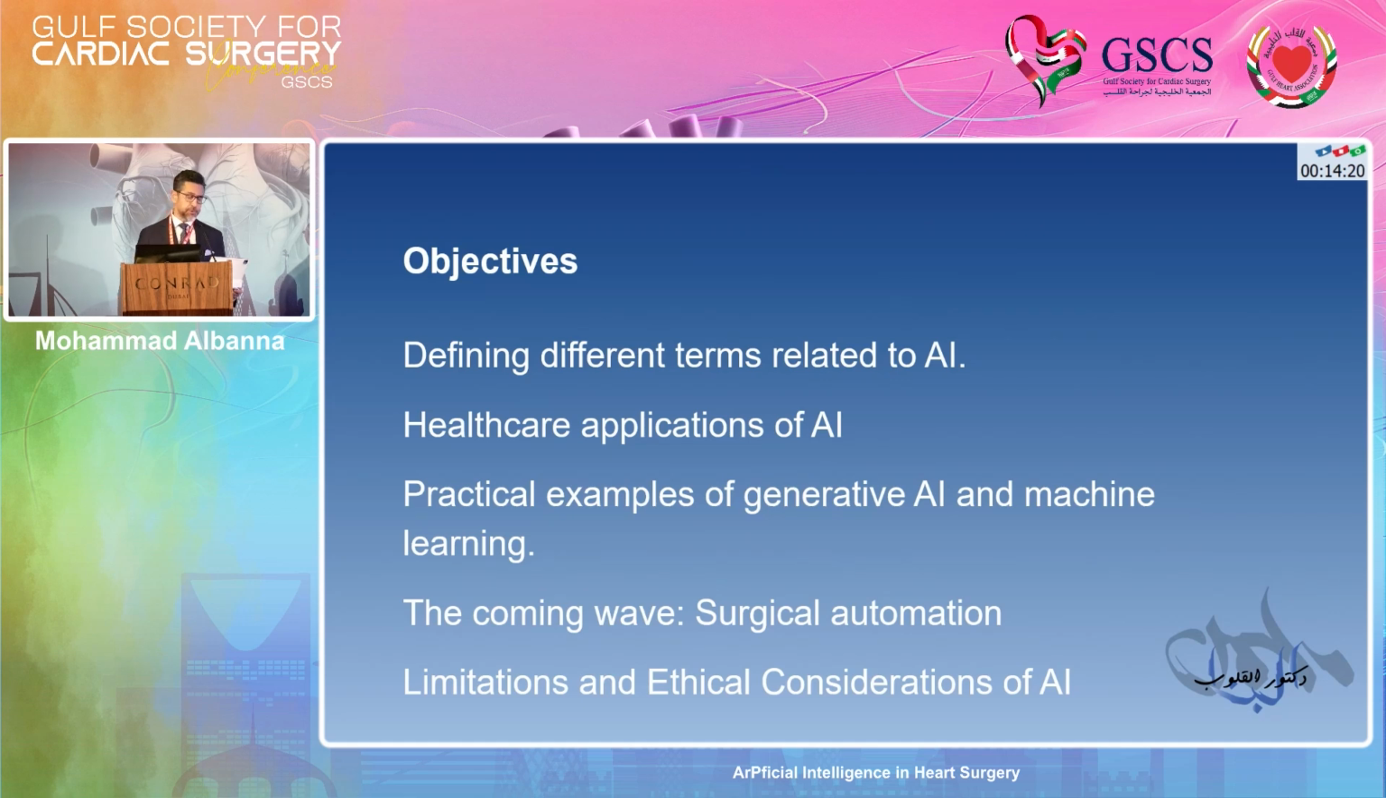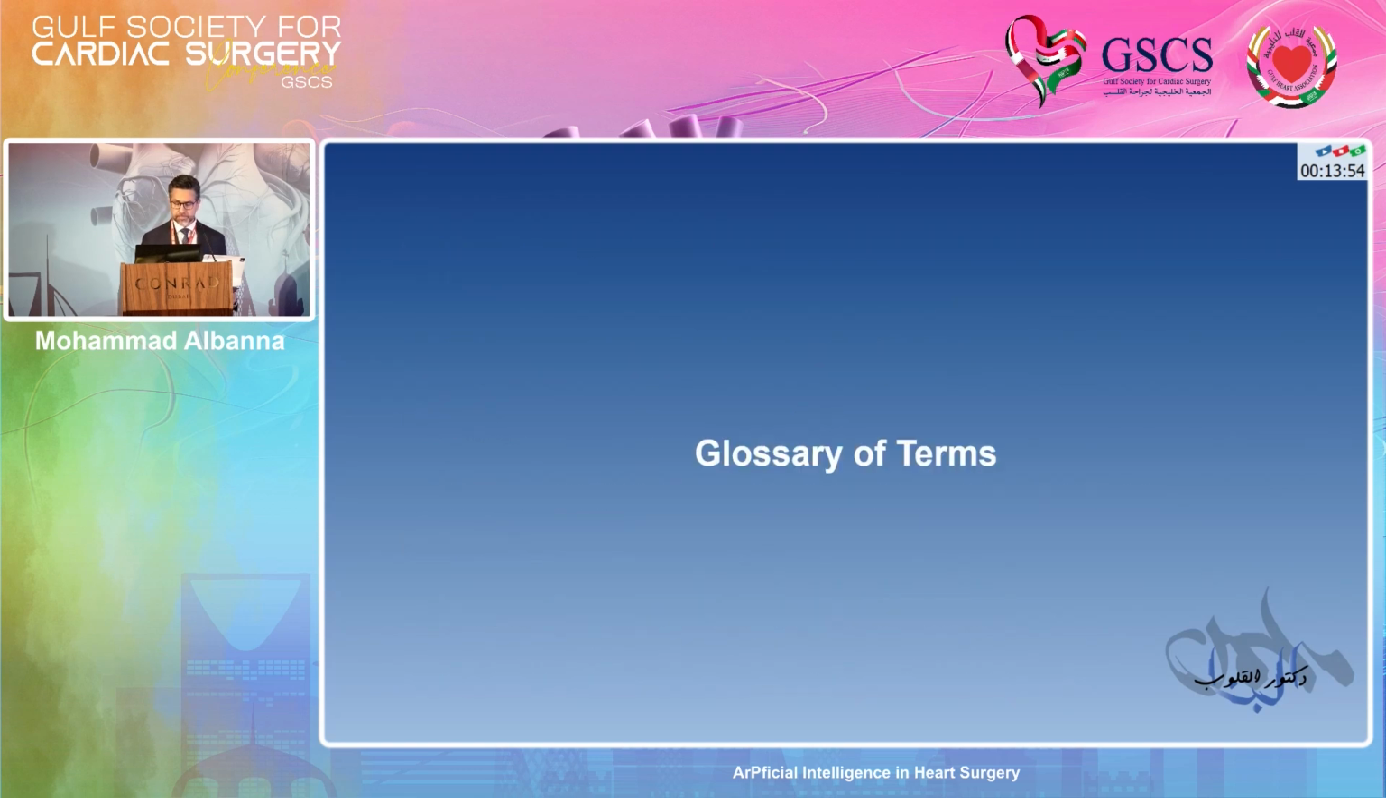My objectives for the talk today: I'm going to start with a glossary of some of the commonly used terms and their definitions. I will then go through the healthcare applications of artificial intelligence and some practical examples. I will then talk about surgical automation and end with some limitations and ethical considerations of artificial intelligence.